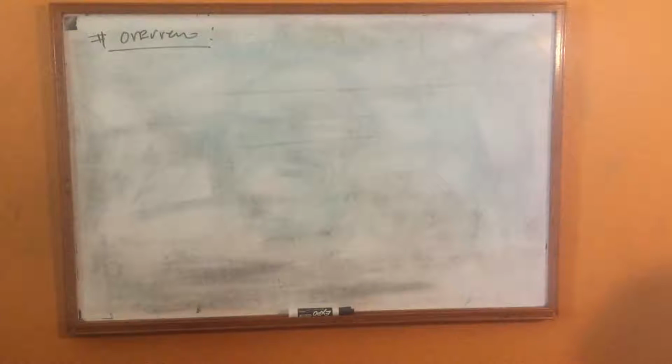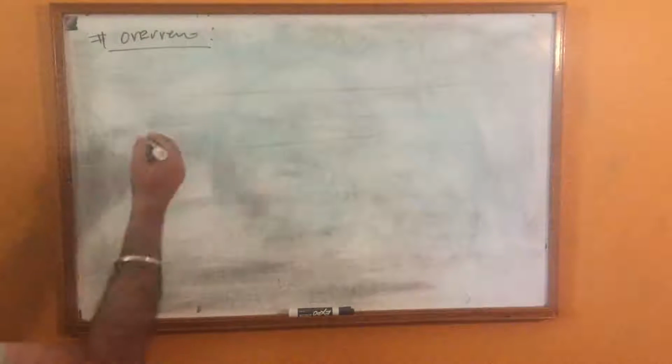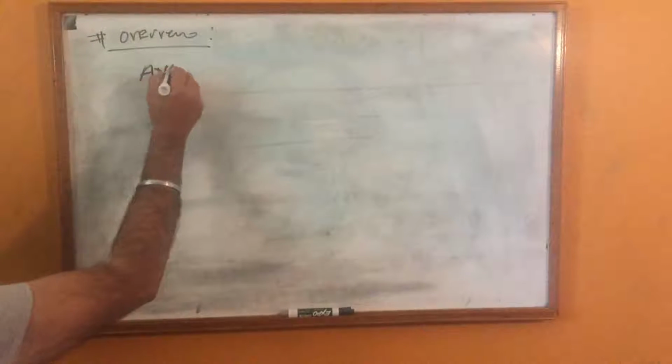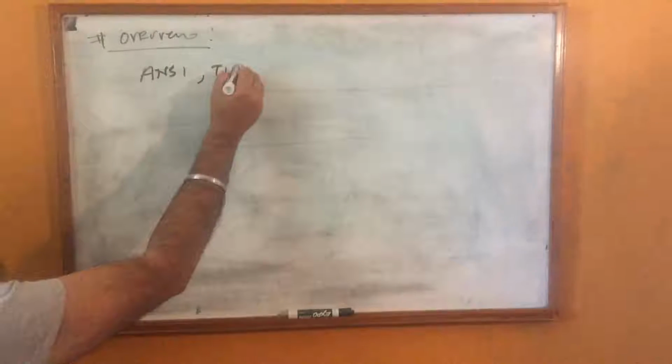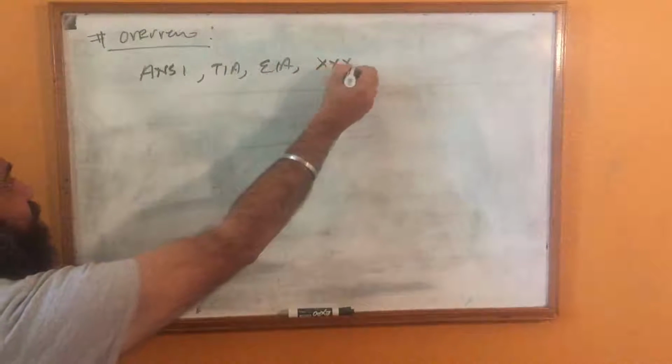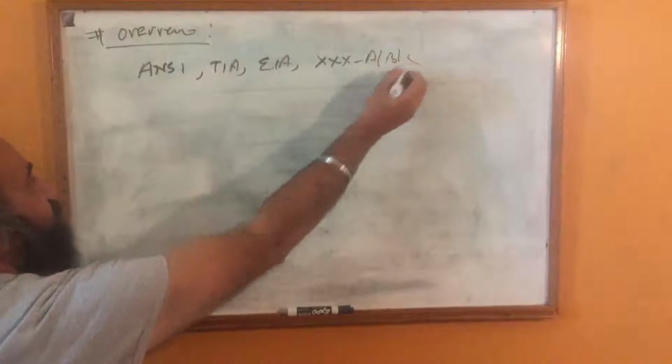So in this particular certification, you will hear a lot of terms like ANSI, TIA, EIA, and some numbers associated with them. Before we go to the overview, or as a part of the overview, we can discuss that. What does ANSI stand for? What does TIA stand for? What does EIA stand for? And there are some numbers like XXX, A, B, C, and other things.